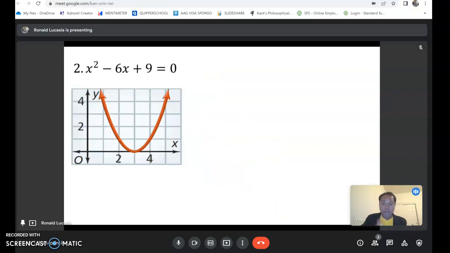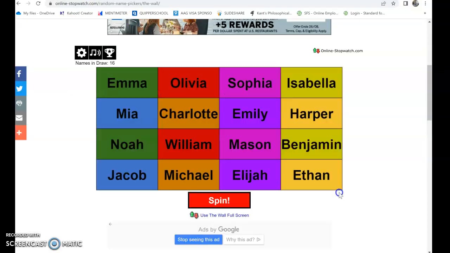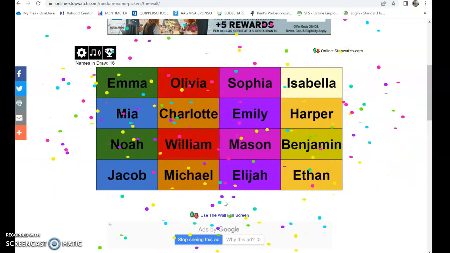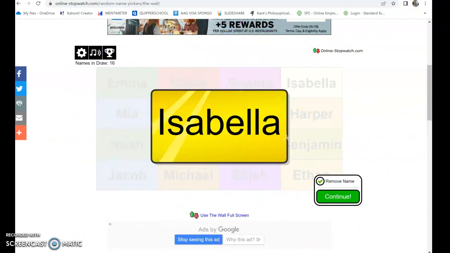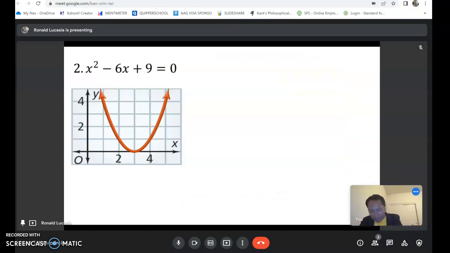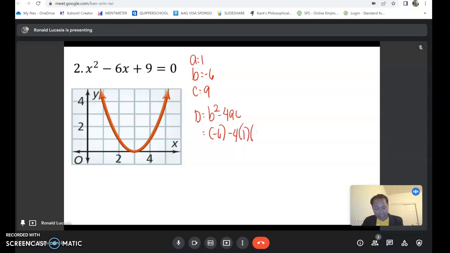Okay. Can you give me the value of A, B, and C for number 2? Isabella. That is correct, Isabella. A is 1, B is negative 6, C is 9. And our discriminant is b squared minus 4ac. Our b is negative 6, our a is 1, and our c is 9.